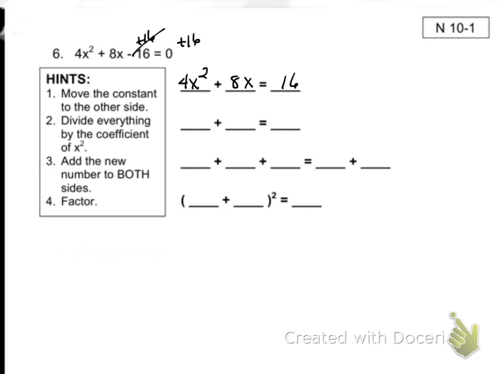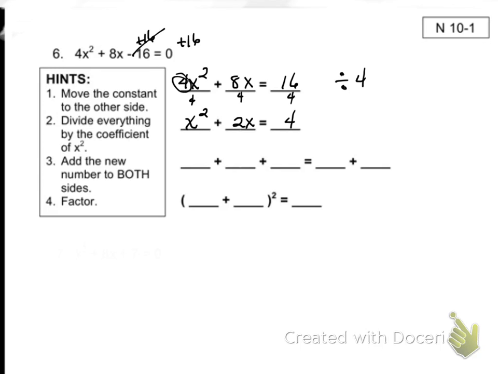Now, divide by 4. Divide everything by 4, because remember, to complete the square, I don't want a number here. I want it to be 1. So whatever is in front of the x squared, that's what you have to divide by. So we're going to divide everything by 4. And that'll leave us with x squared plus 2x equals 4.